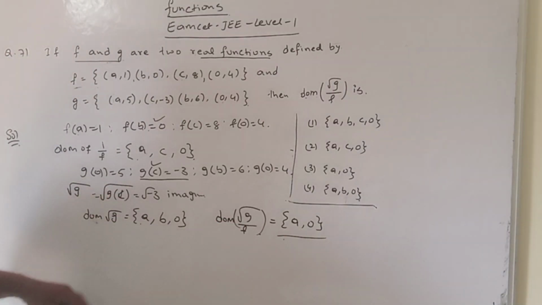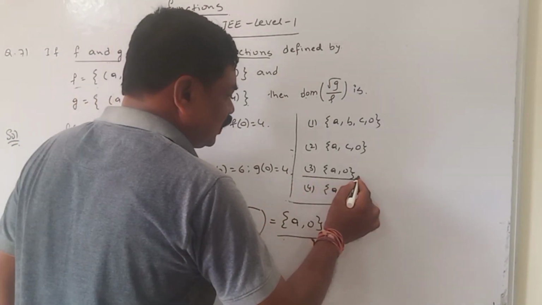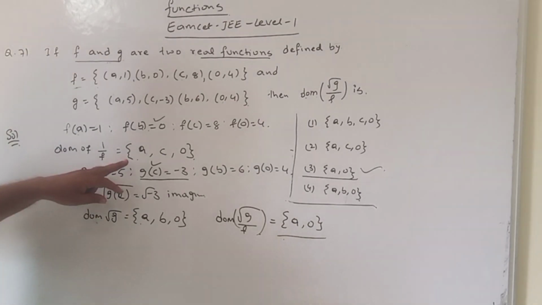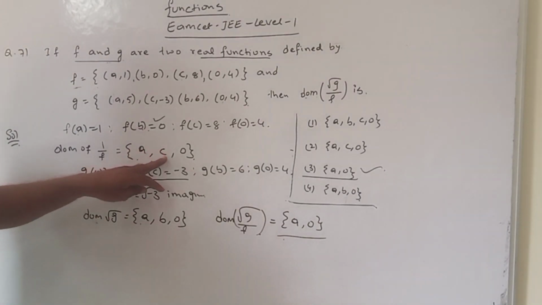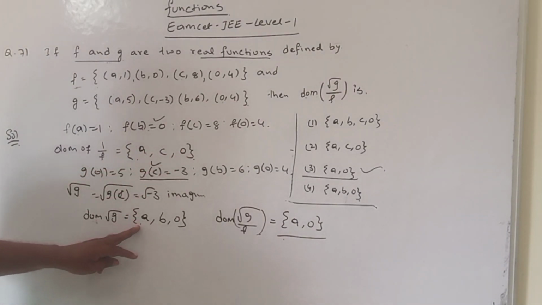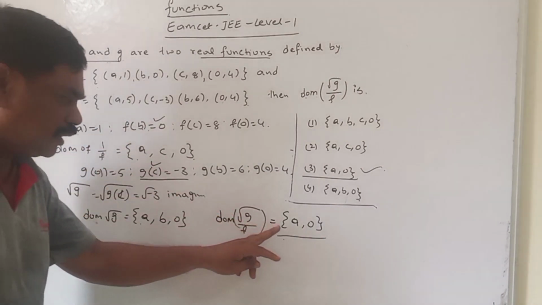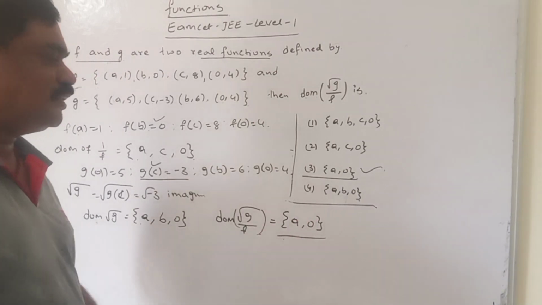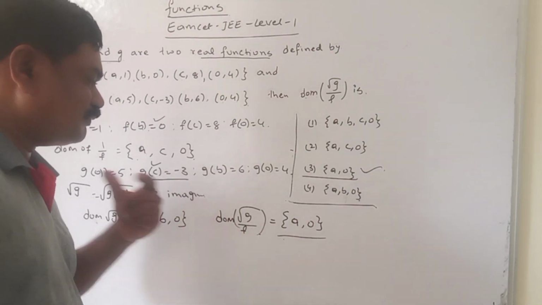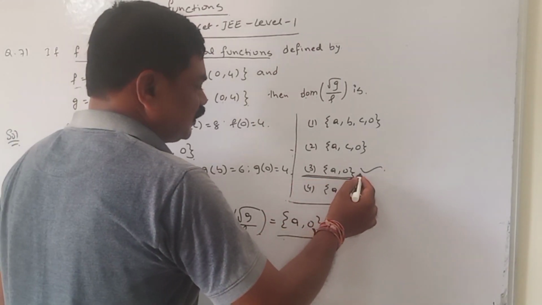So we have option 3 is the answer. Okay, all of you. Intersection of a comma c comma 0 with a comma b comma 0, then we have the set of a comma 0 as the domain of the given function. So option 3 is the answer.